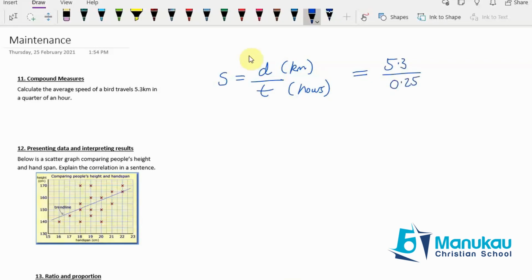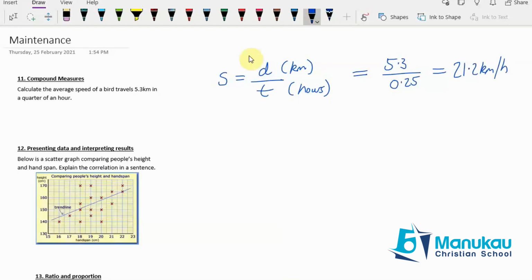And then we chuck this into our calculator. What do we get for that? Yes, Sahil? 21.2 kilometers per hour. Okay, cool. Now, we're going to have a look at this next one. This is a bit new to you guys.